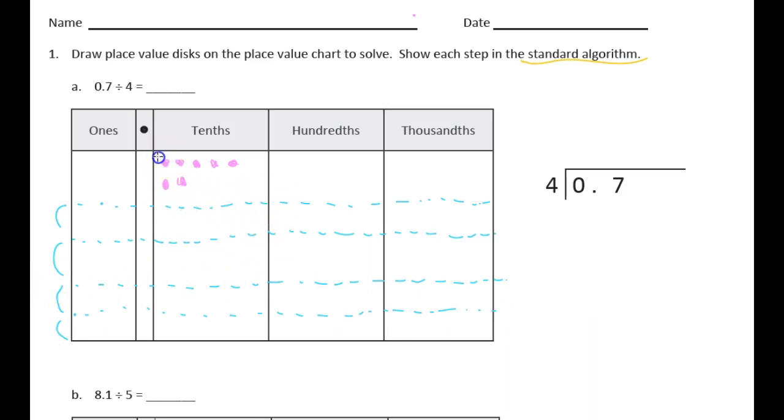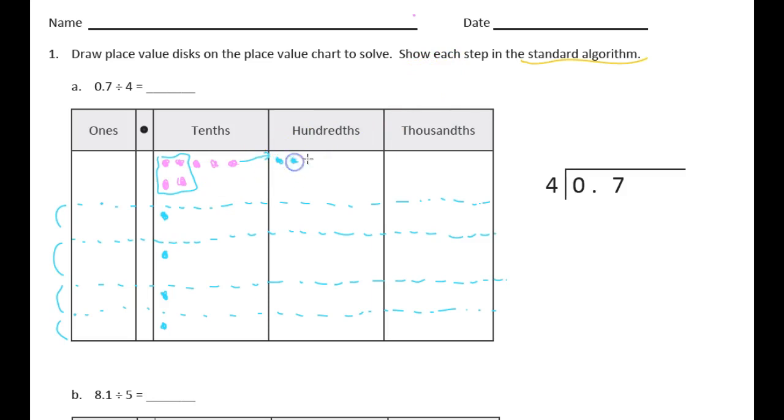So if we take these 4 right here, and we make sure everybody gets one: 1, 2, 3, and 4. We can see now that we have 3 left over, so these are going to get spread, and they're going to become hundredths. So for every 10th, it's going to be 10 hundredths.